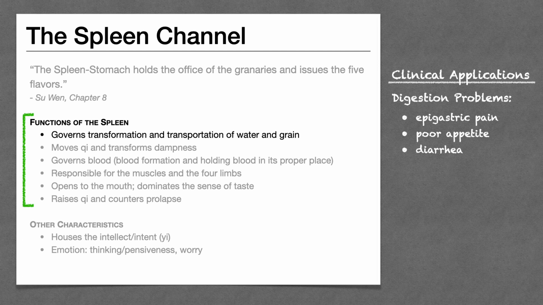These are all signs that the spleen is failing in its function of properly transforming food. What this also means is any type of deficiency can be treated through the spleen channel, since the formation of qi and blood relies on the proper extraction of nutrients by the spleen.